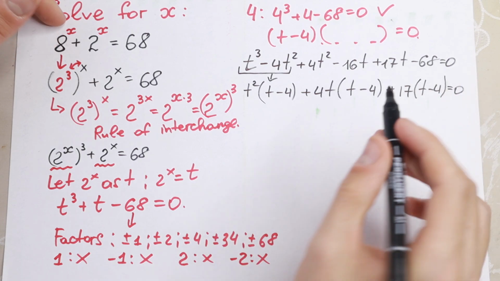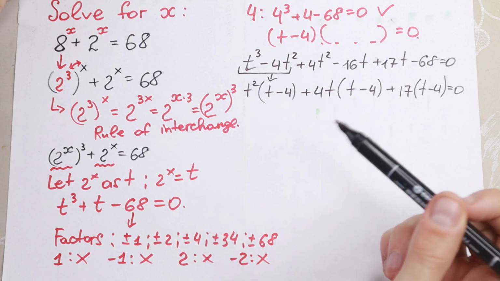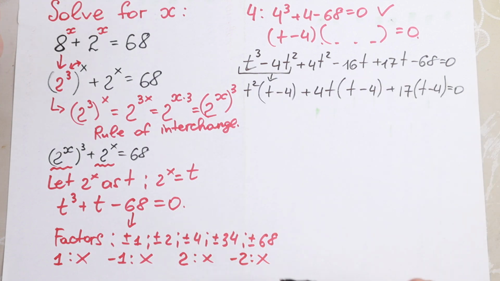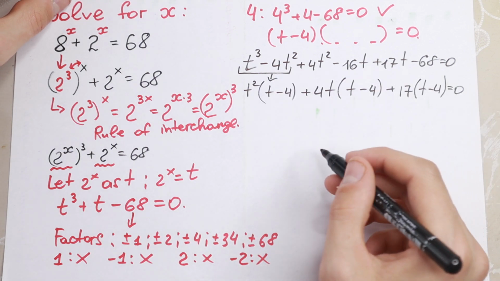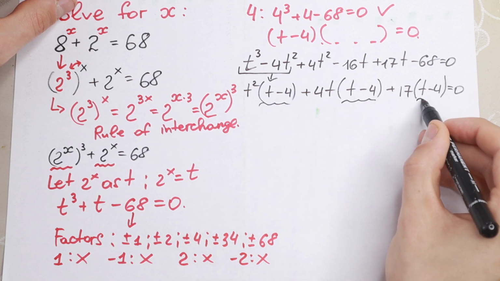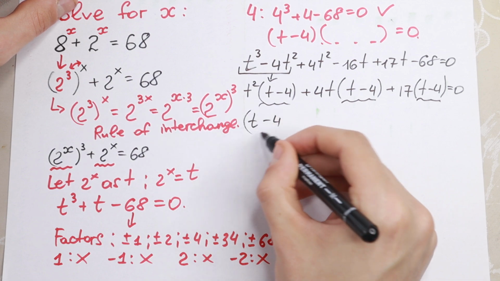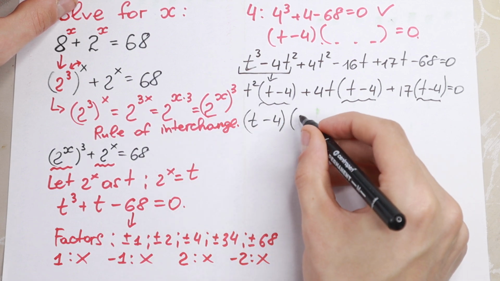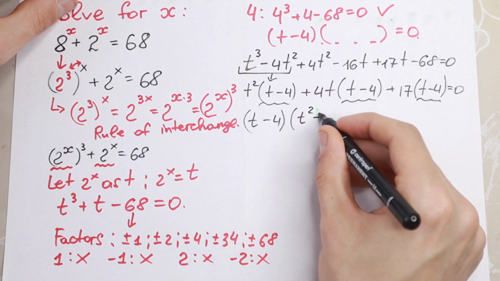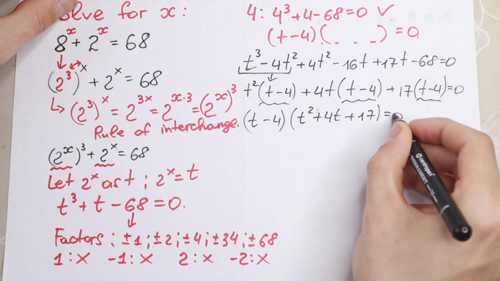This is my approach to this factoring. Of course you can solve it in another way, but I want to show you a really good method of how to solve it by myself. So right now, factoring t minus 4 from every element, so t minus 4, and in parentheses we will have from here t squared plus 4t and plus 17 equal to 0.